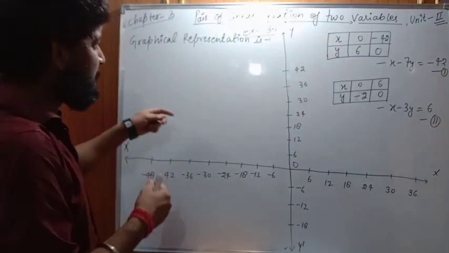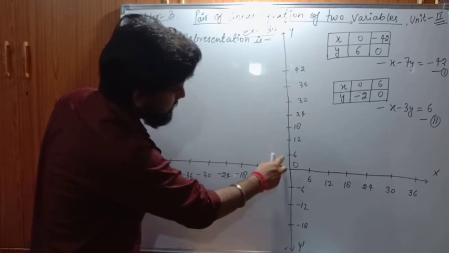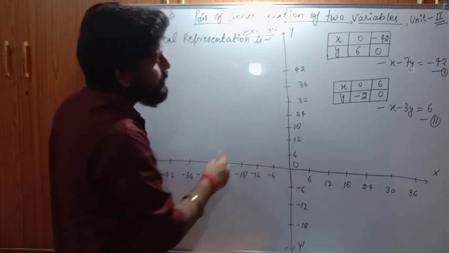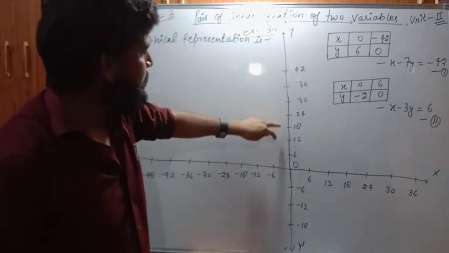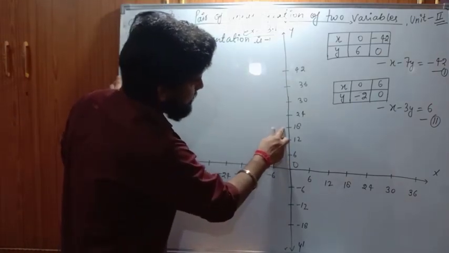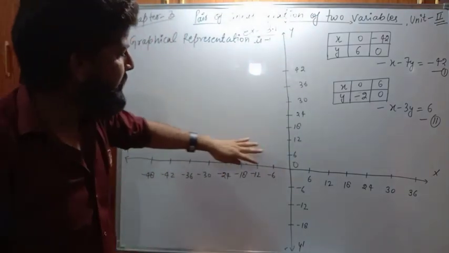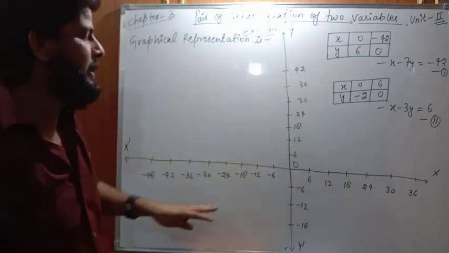Okay, so here I took a 6 units gap between 2 points. यहाँ पे मैंने 6 यूनिट्स का गैप लिया है. 6, 12, 18, 24, 30, 36, 42. ओके, आप कोई भी गैप ले सकते हैं, लेकिन आपका ग्राफ सही बनना चाहिए.